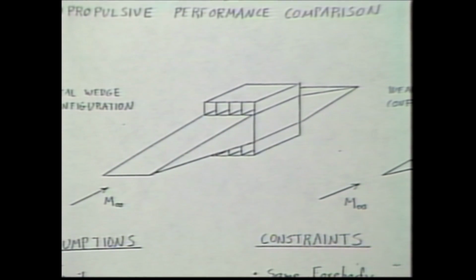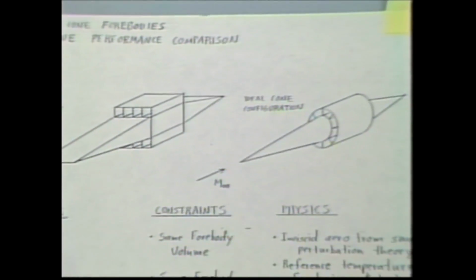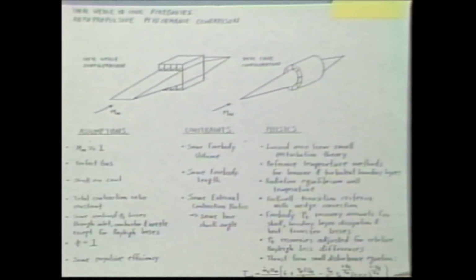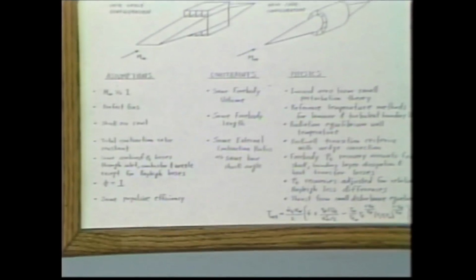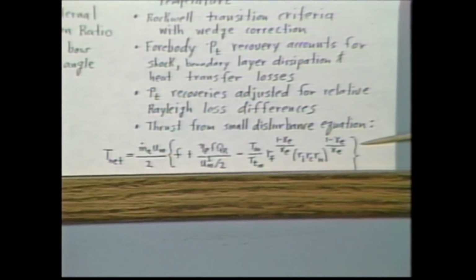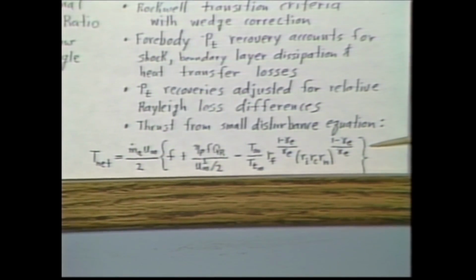I can't go through all the assumptions, but I used this thrust equation here, if you could focus down in the lower right-hand corner. This is a small disturbance approximation for net thrust in the engine. It is based on perfect gas, and that was used to evaluate these, including viscous effects. Here's some of the results.